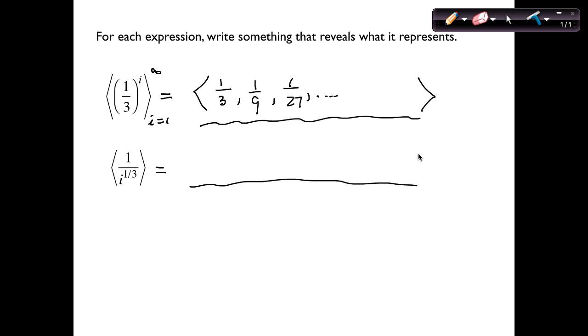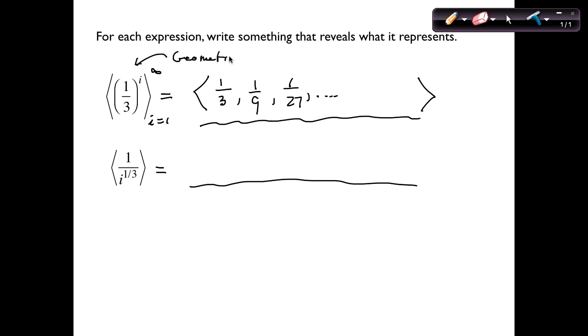So when you see that thing on the left, you immediately think this, what I wrote: 1/3, 1/9, 1/27, the list, an ordered list. And then we have a special name for this kind of ordered list. Remember what that was from Friday? It's a geometric sequence, right? So this is geometric.